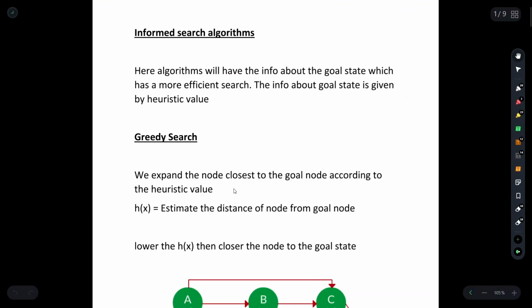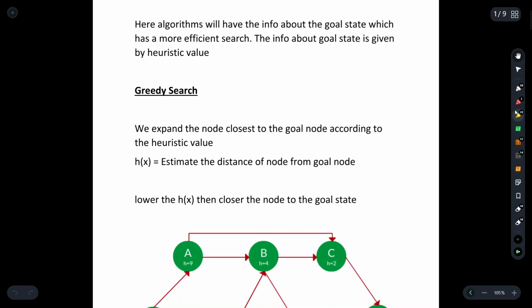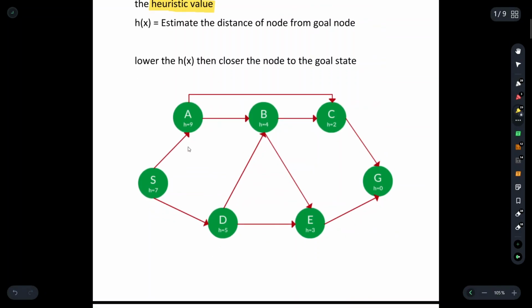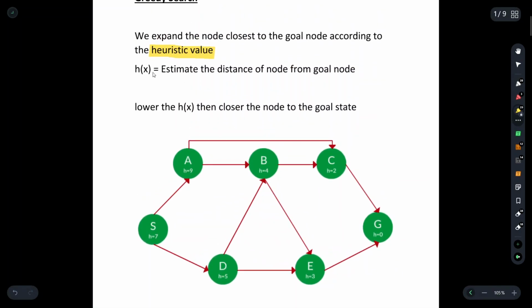So as I had discussed before, informed search algorithms will have some basic idea regarding the flow of this searching problem. Now let us see the first one, that is greedy search. Greedy search is based entirely on the heuristic value. The heuristic value is given in the exam itself, along with the graph values, and we need to estimate the distance between the start node and the goal node.